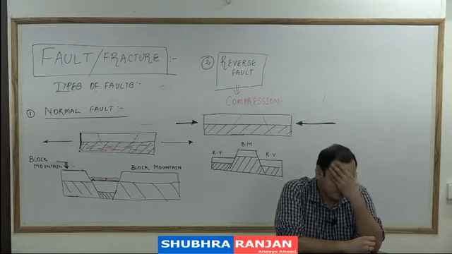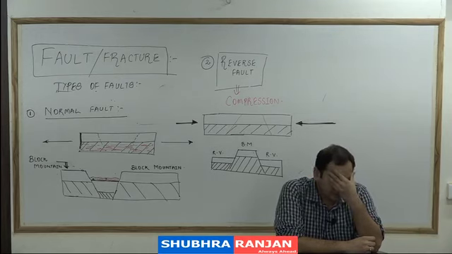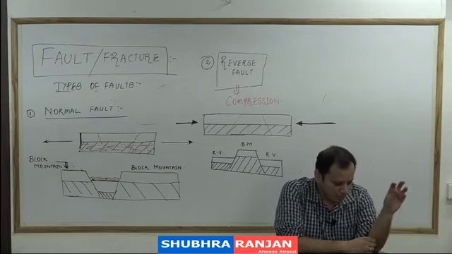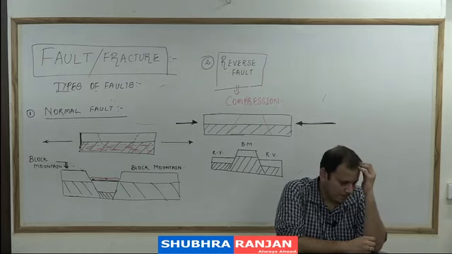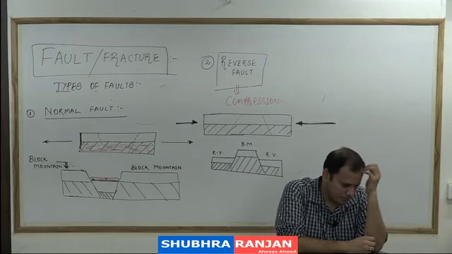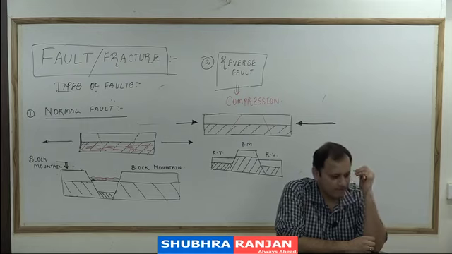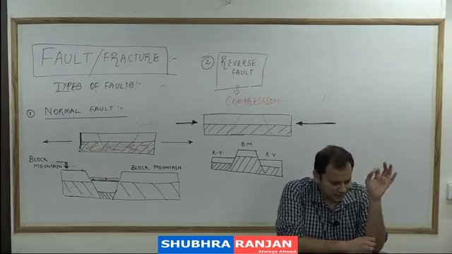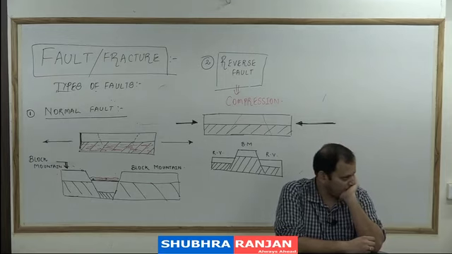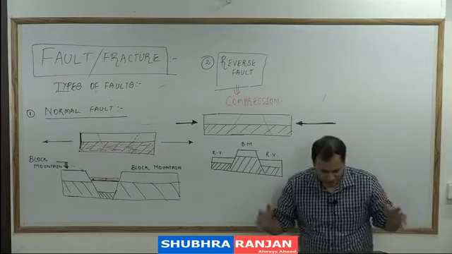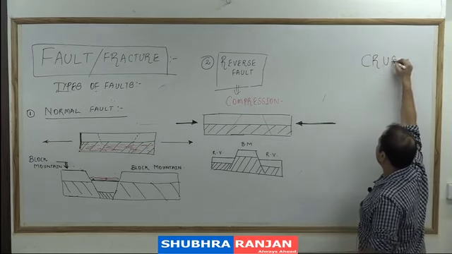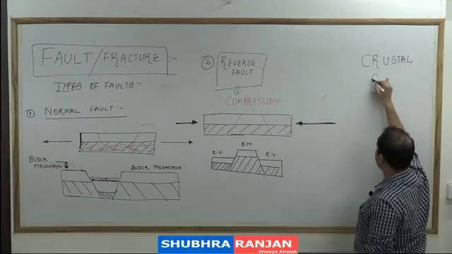So take down: reverse faults. The reverse fault is formed due to compressive forces. It results into crustal shortening, or the shortening of the earth's crust.